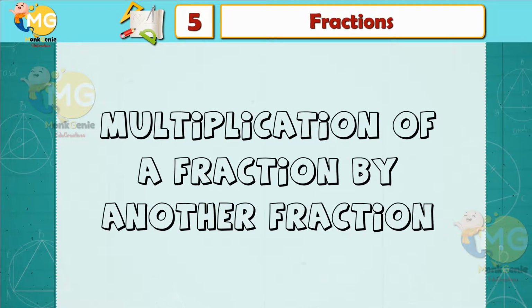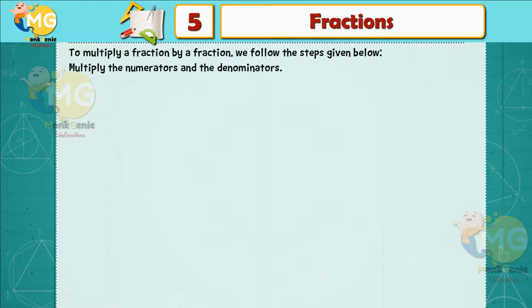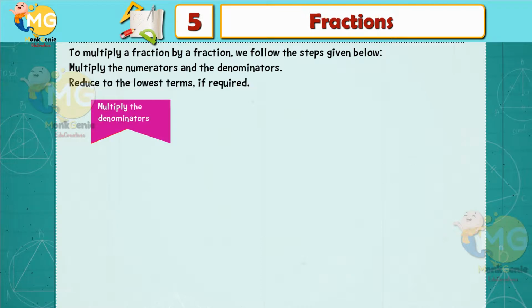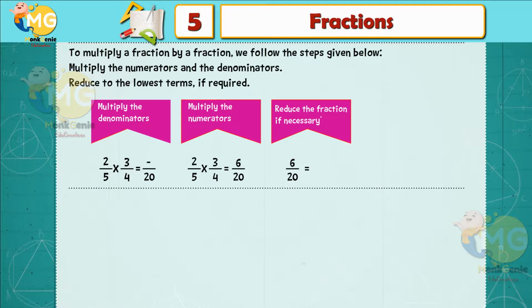Multiplication of a fraction by another fraction. To multiply a fraction by a fraction, we follow the steps given below. Multiply the numerators and the denominators. Reduce to the lowest terms if required. Multiply the denominators. Multiply the numerators. Reduce the fraction if necessary. 2/5 × 3/4 = ?/20. 2/5 × 3/4 = 6/20. 6/20 = 3/10.